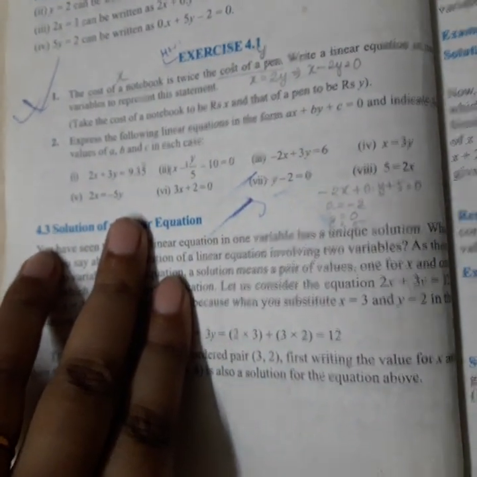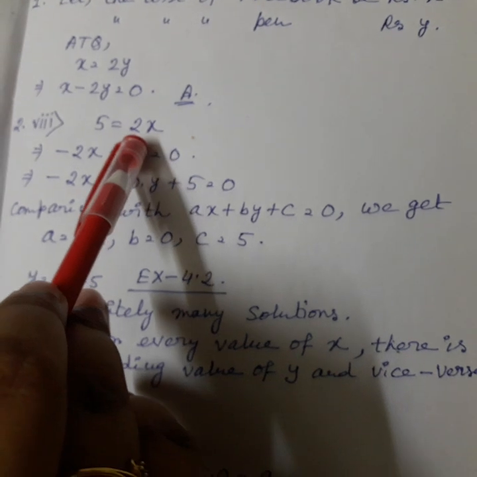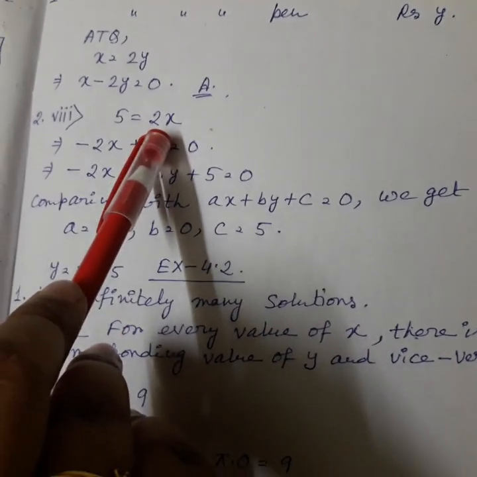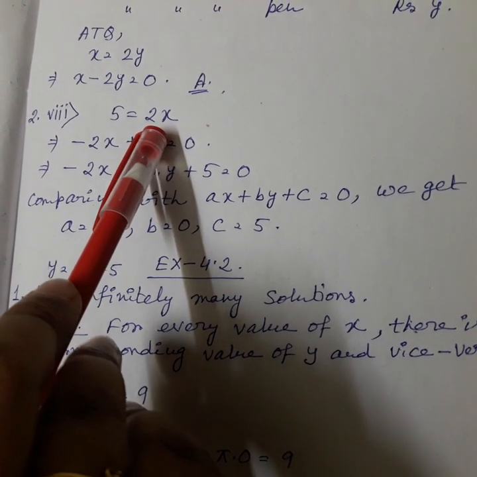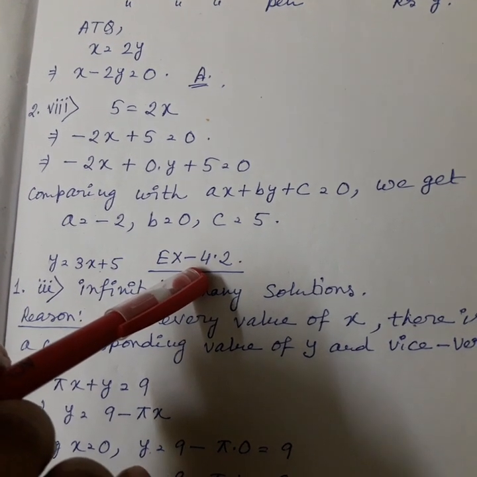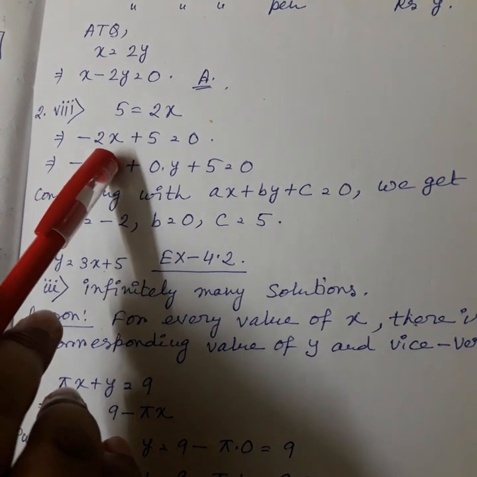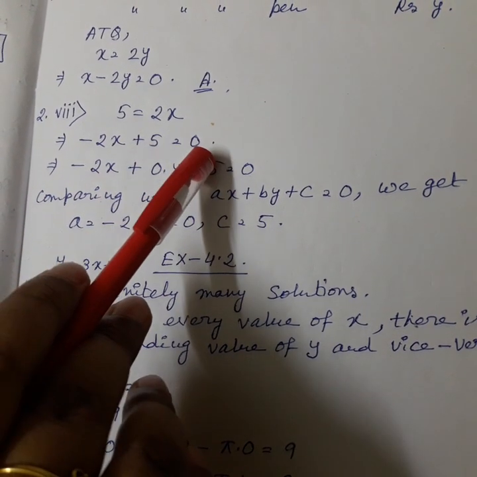So how I have done? Question number 2, part 8 I have done. 5 equal to 2x is written. So all the constants and variables we have to take on the left side, and on the right side we have to keep 0, because the general form is ax plus by plus c equal to 0. That's why we have written minus 2x plus 5 equal to 0.